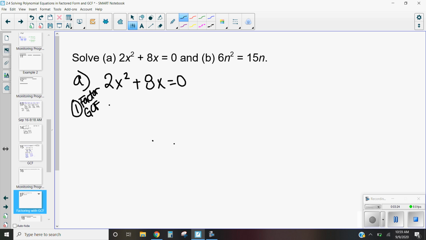So a 2 goes into both of those. There's an x in both of them. If I pull that 2 and that x out, what do I have left? Well, here all I have left is an x, and here I have left a 4.